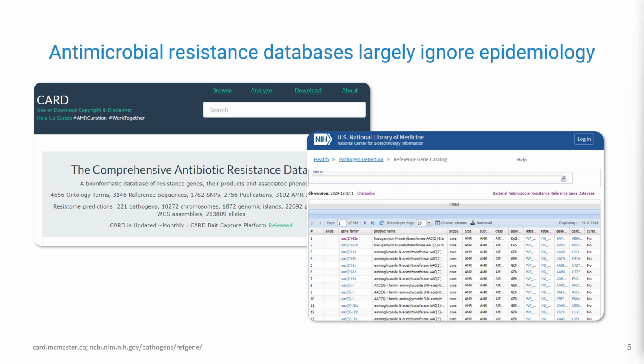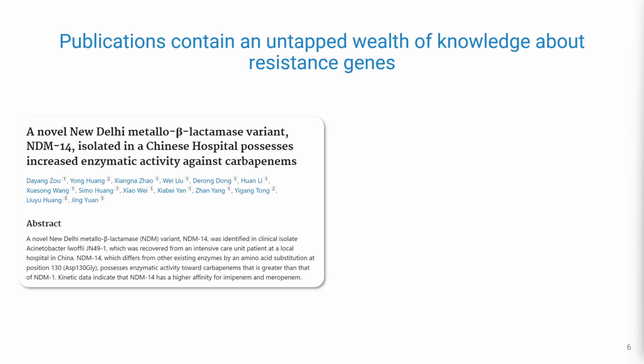However, they lack information about the sources these genes are found in, the epidemiology of these genes, information like the geographical regions, food sources, environments, and infection sites these genes are commonly associated with. This information is important for identifying priority genes and helping public health decision making. And this information is all contained within AMR publications.